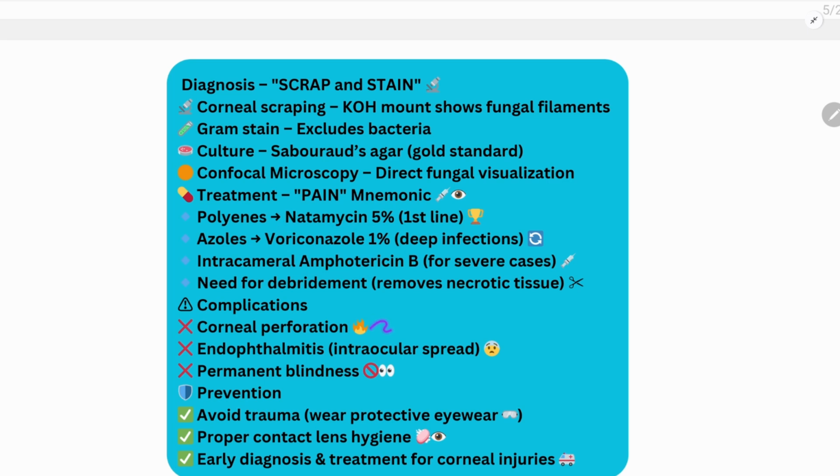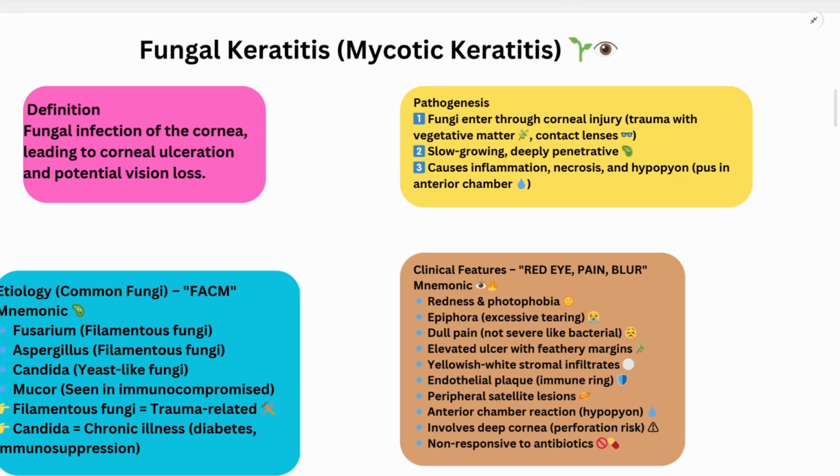And the complications are corneal perforation and endophthalmitis. If the inflammation is in the deep structures of the eye, it is called endophthalmitis. If the inflammation is present in the complete eye, it is called panophthalmitis. So how are you going to prevent this? Prevention is by avoiding trauma, proper contact lens hygiene, and early diagnosis and treatment of corneal infections. These are the important topics that you must remember regarding fungal keratitis.